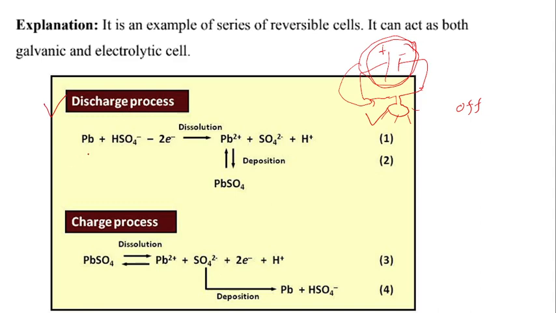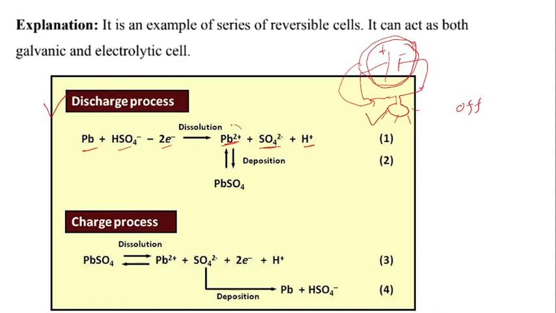In the discharge process, lead and the hydrogen sulfate ion, minus 2 electrons. It will lose 2 electrons and dissolve, converting into Pb2+ and SO4 2- plus hydrogen ion.